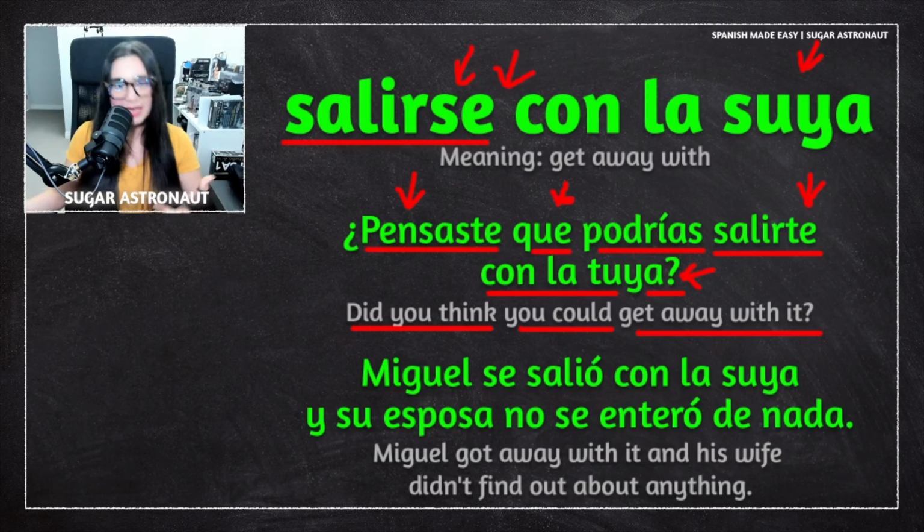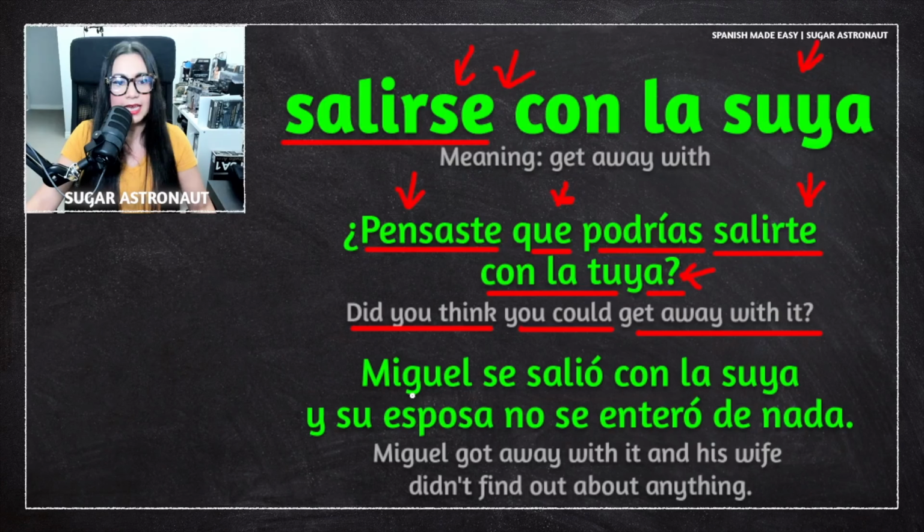Whatever anything means, maybe Miguel was cheating on her. Maybe Miguel spent a lot of money and the wife didn't find out. Who knows? It could be something. I would say it sounds like something bad. Miguel did something bad. So let's break this down and see how this sentence works.